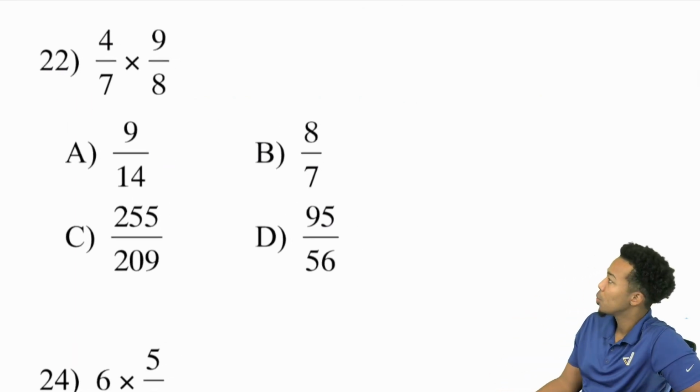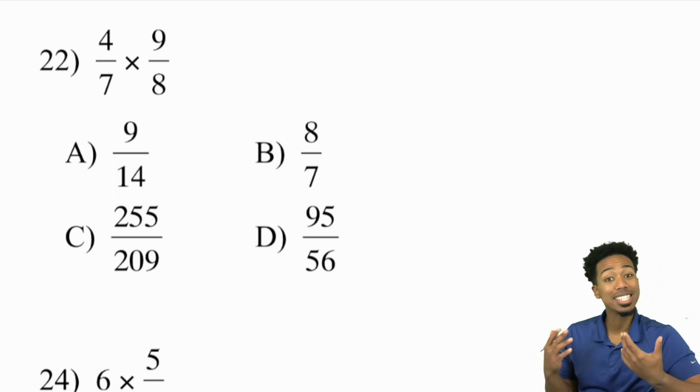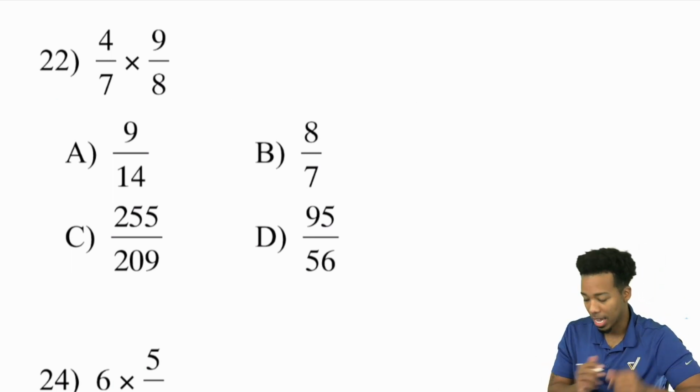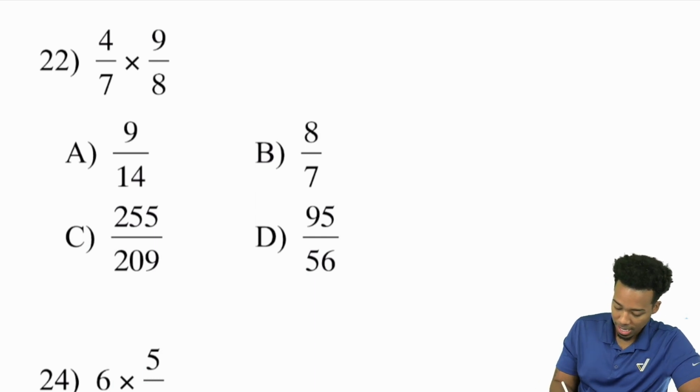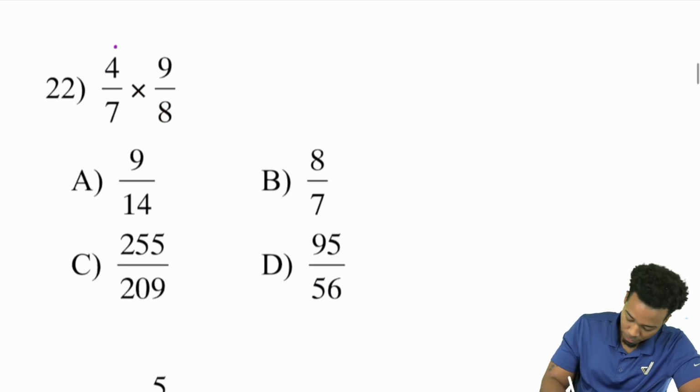So 22, we have 4 over 7 multiplied by 9 over 8. Is there anything that we can simplify first? Yes, I absolutely see right here. I see that 4 and 8 have something in common. They both share a 4. Because over here, 4 divided by 4 is going to be 1. 8 divided by 4 is going to be 2.